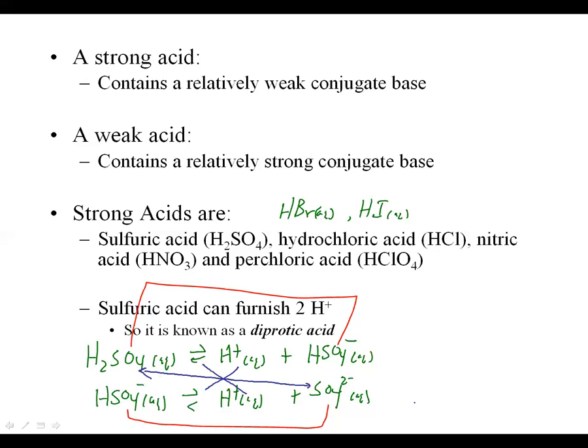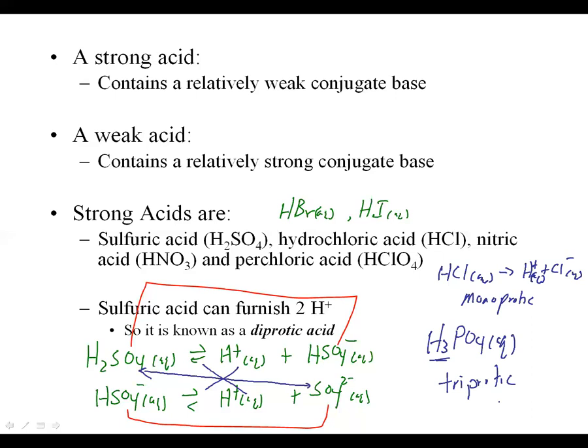So sulfuric acid is a diprotic acid. Something like HCl or any of those other guys up here, which only has one H plus really to lose, those are what are known as monoprotic. And something like phosphoric acid, H3PO4, actually has three H's that can come off, and that's sometimes referred to as triprotic, or sometimes as polyprotic as well. Regardless, with H3PO4, each of those hydrogens would come off only one at a time.